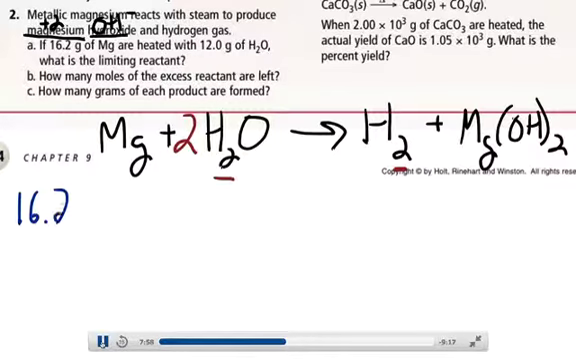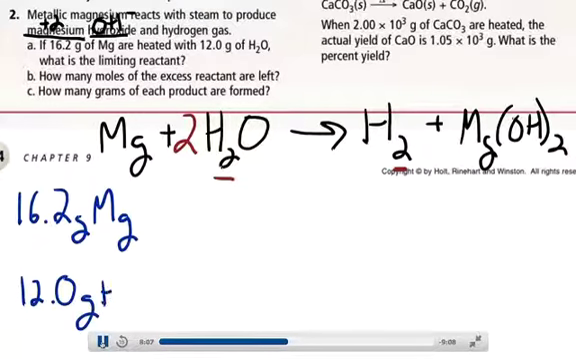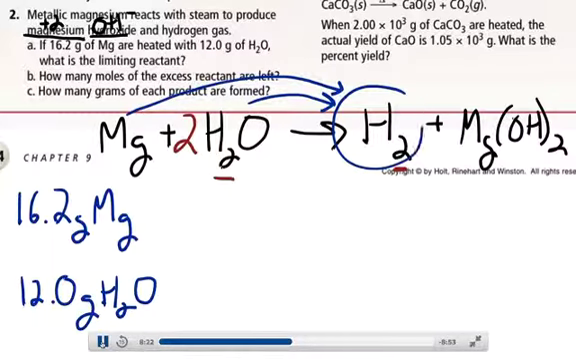So it says we have 16.2 grams of magnesium, and they're heated with 12.0 grams of water. Okay, so I have my 2 reactants. I'm writing them down. What is the limiting reagent? Okay, I am going to solve it, and I know books and other things are going to have you solve this differently. I'm going to solve these both for a common product, and it doesn't matter which one. I'm going to solve them both to see how much hydrogen gas they produce.